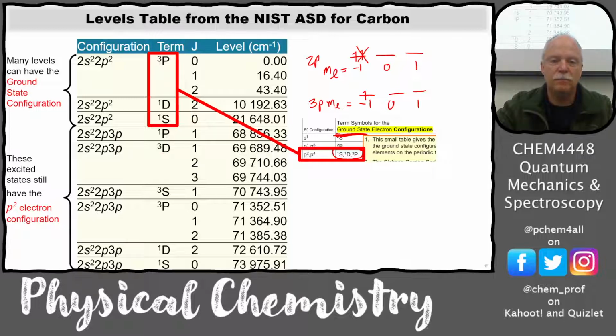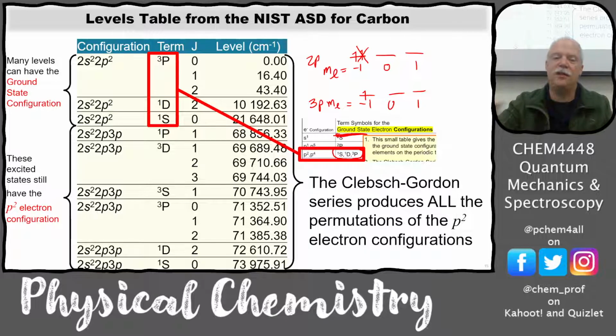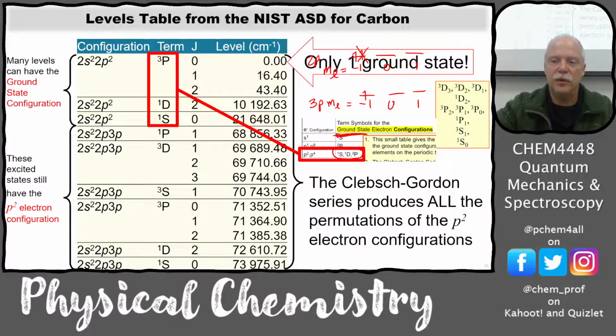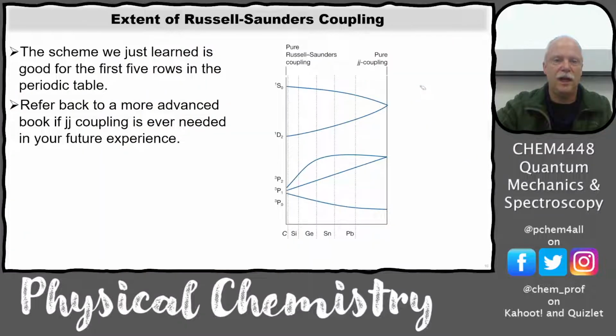The Clebsch-Gordan series produces all of the permutations for the ground state and the excited state, so it gives you everything. That's nice. There's only one ground state, but there's a ground state electron configuration that contains all of them. This is the Russell-Saunders coupling scheme. There's also a jj coupling scheme. We're just learning one of the two.